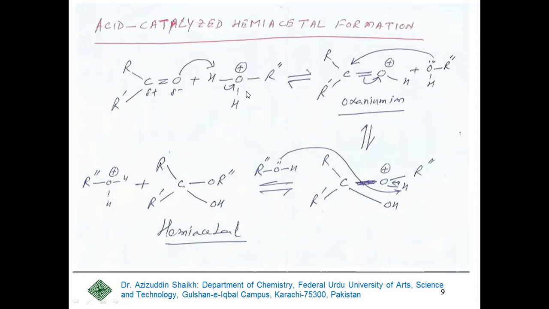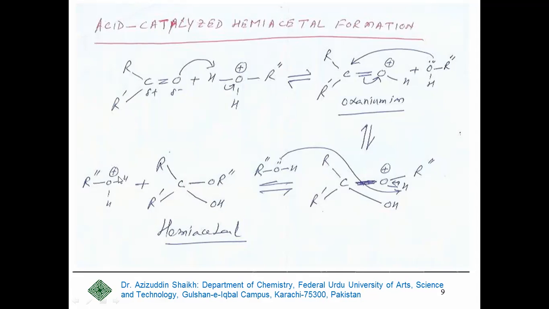This is the acidic form of alcohol. This oxygen will take H plus. This is the oxonium ion, the oxygen which has three bonds and positive charge. It is oxonium. Now this lone pair of oxygen attacks this carbon. In result we will obtain this product, OH, and this is ROH. Then RH will be removed by alcohol. Then you will obtain hemiacetal.